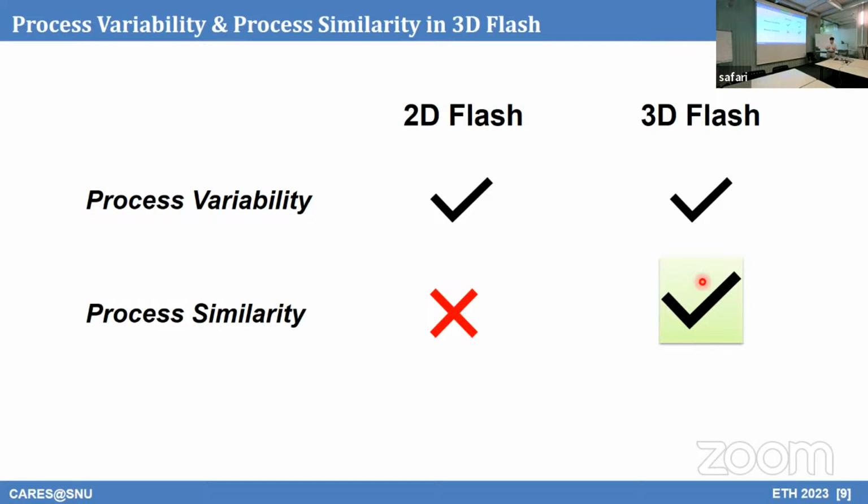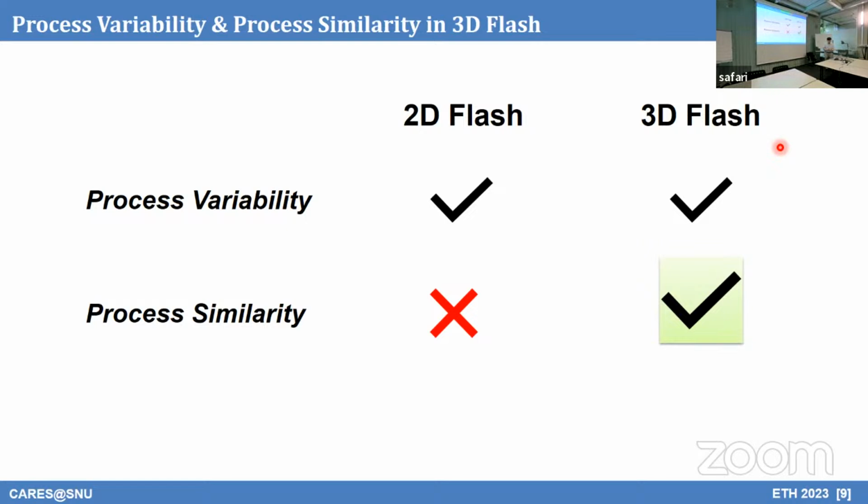However, the degree of process variability is much higher because the blocks are, as explained to you, different positions, geometry, and also the block becomes much bigger. It has more word lines. So it's a severe process variability. But one surprise was we also found in 3D flash memory there is a strong process similarity, and process similarity didn't exist in 2D flash memory. But in 3D flash, we observed process similarity between horizontal layers.